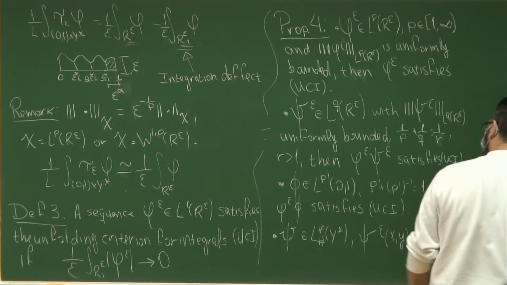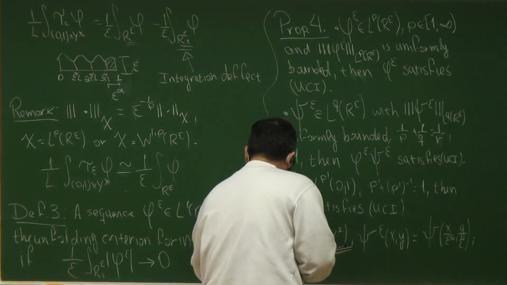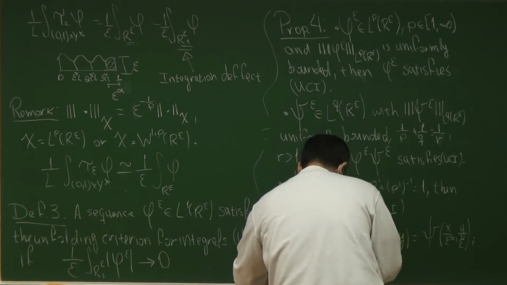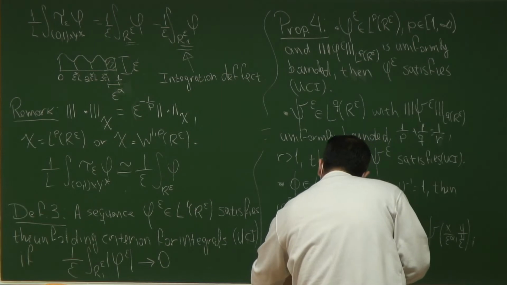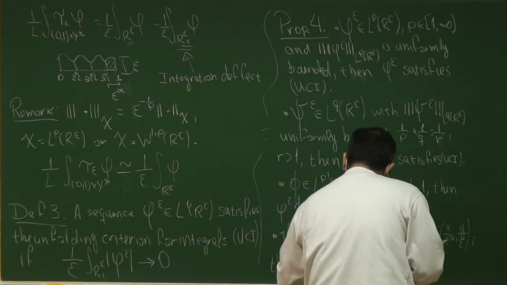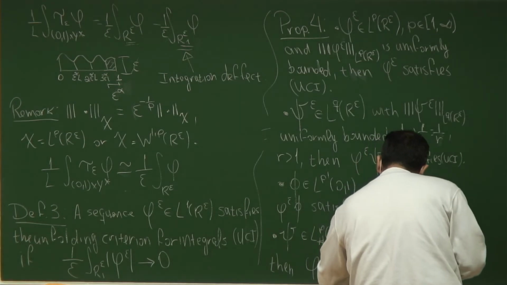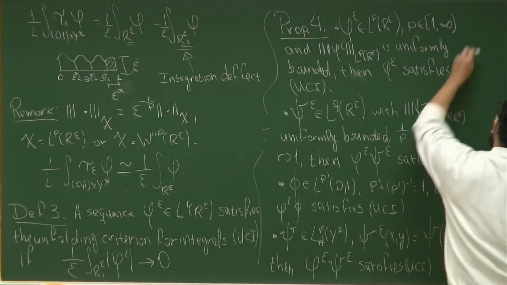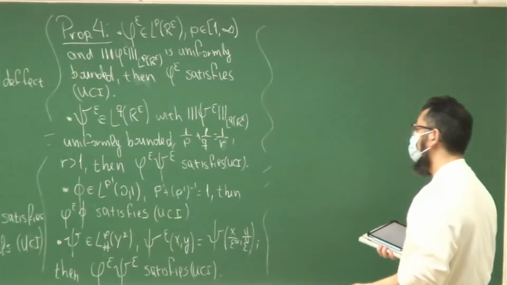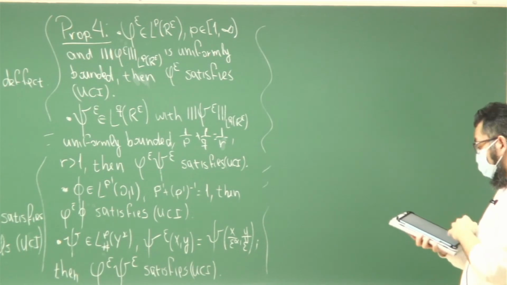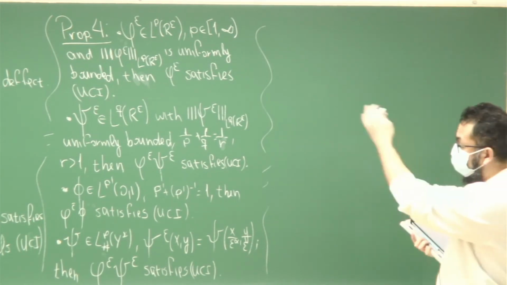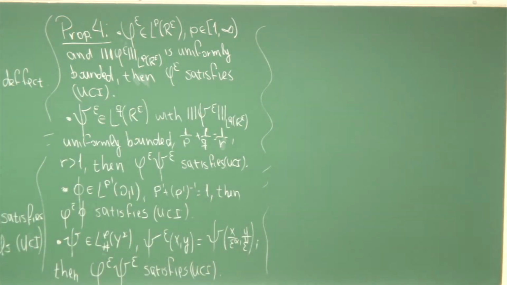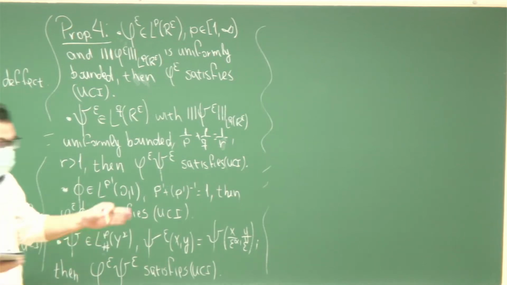If we define psi epsilon like this, then phi epsilon satisfies here. So basically, this ends with the problem with the integration defect. So we don't have to really worry about it.